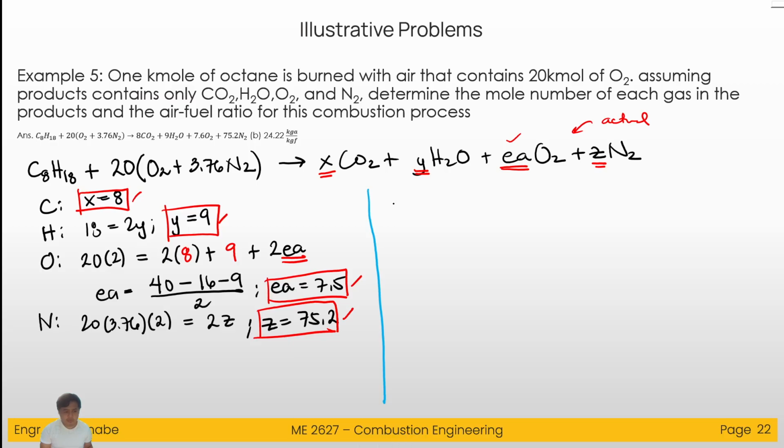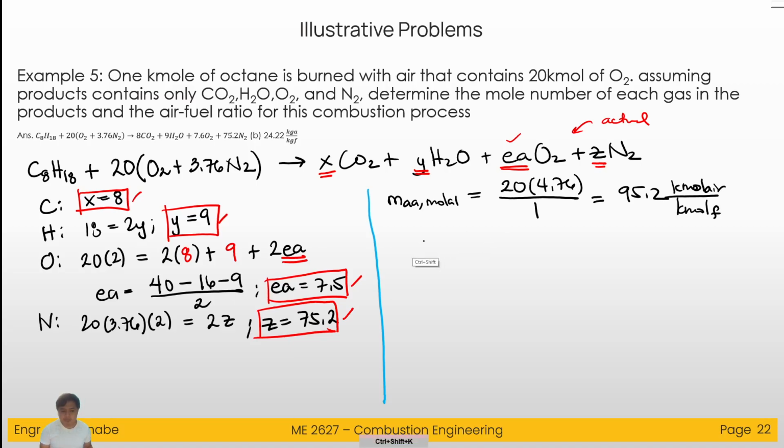So the one that we're used to, we can find the air-fuel ratio that is molal, wherein we just multiply this by 4.76 and then divide by 1, since this is 1 molecule of octane. So you have here, I think, 95.2 kilomole of air per kilomole of fuel.